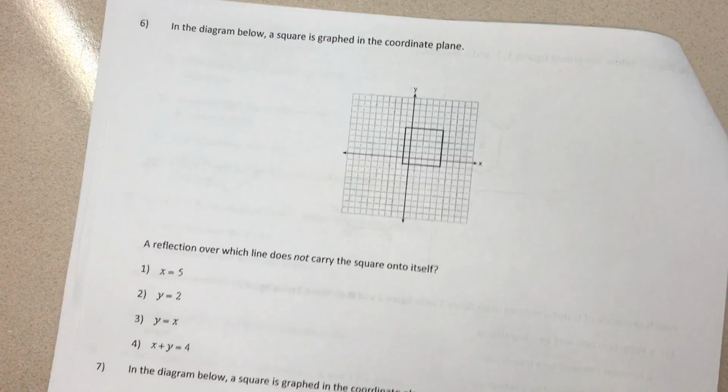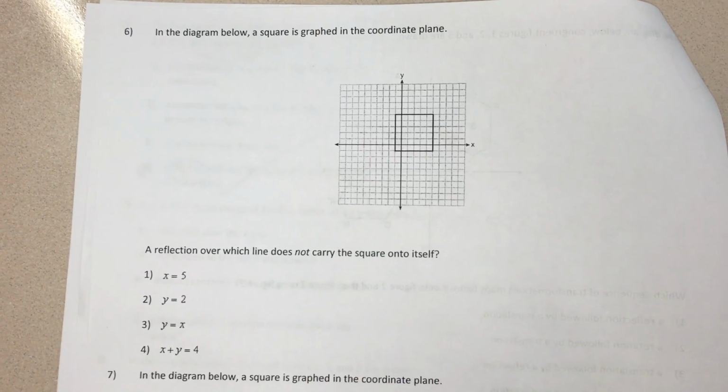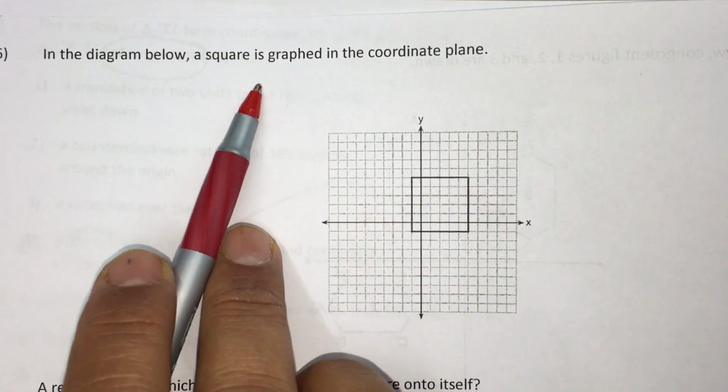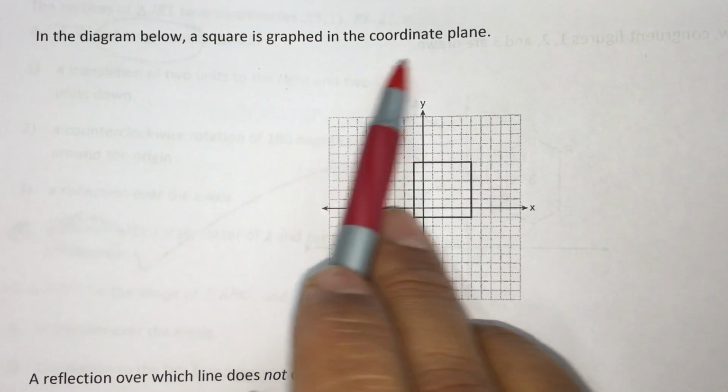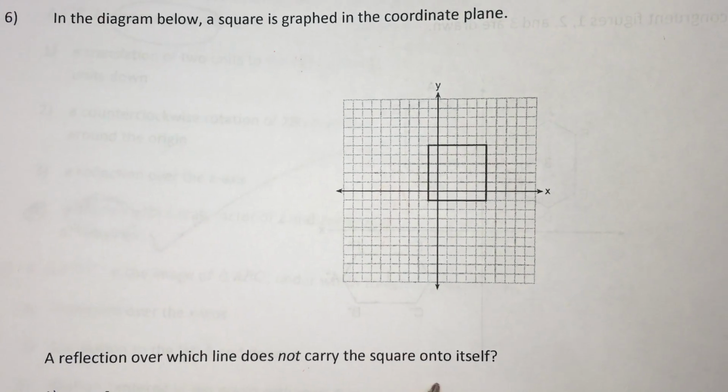Let's go to the next questions. Sorry, this is the 6th and 7th, and they are similar type. Let me do the 6th one; in the same way you can do the 7th one. In the diagram below, a square is graphed in the coordinate plane. A reflection over which line does not carry the square onto itself?